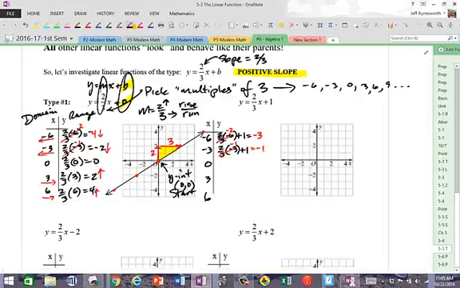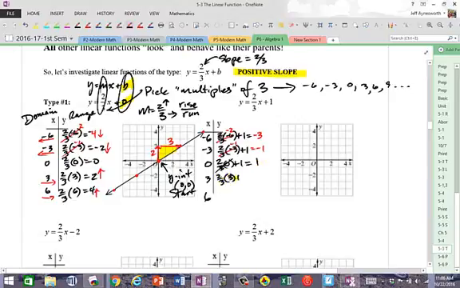2/3 times 0, plus 1. Well, that's just 1, because 0 times anything is 0, plus 1 is 1. 2/3 times 3, plus 1. So we divide, times 2, you get 2 plus 1 is 3. 2/3 times 6, plus 1. So we get 6 divided by 3 is 2, times 2 is 4, plus 1 more is 5.